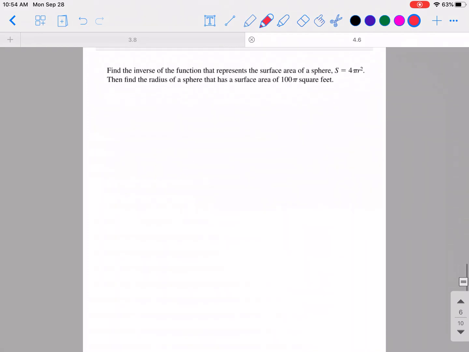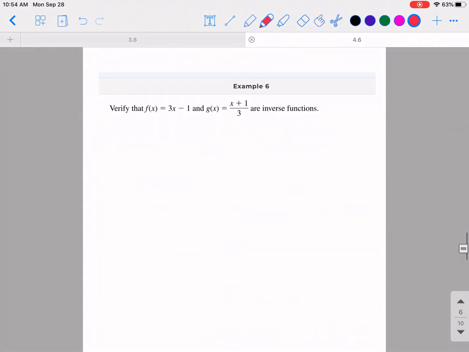Okay, example 6, we have f of x equals 3x minus 1 and g of x equals x plus 1 over 3. We're going to verify if they're inverse functions. To do this, you could rearrange your first one and solve for y. x equals 3y minus 1. Rearrange and see if it works. Plus 1, x plus 1 equals 3y, divided by 3. So yes, I can see that from rearranging.